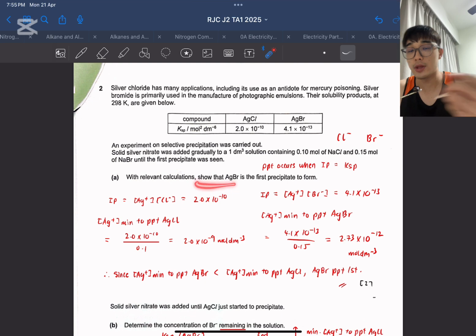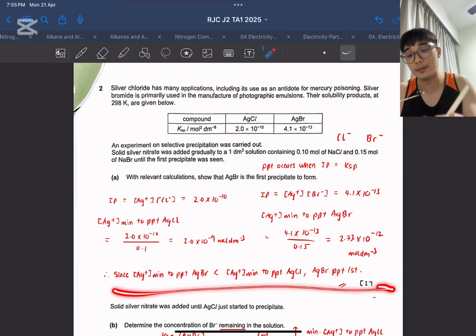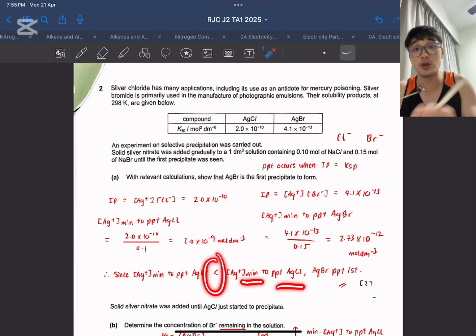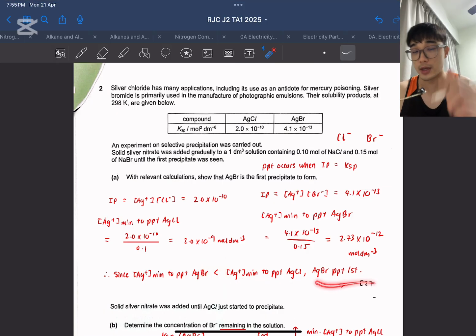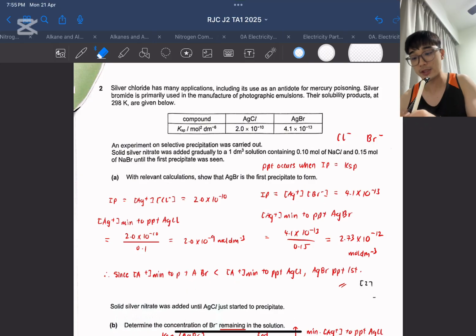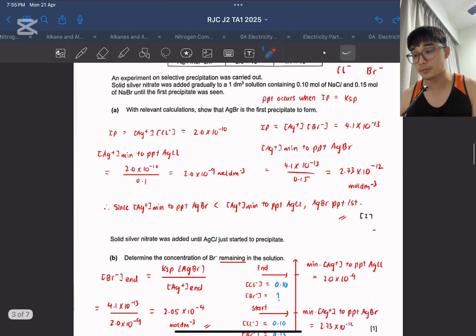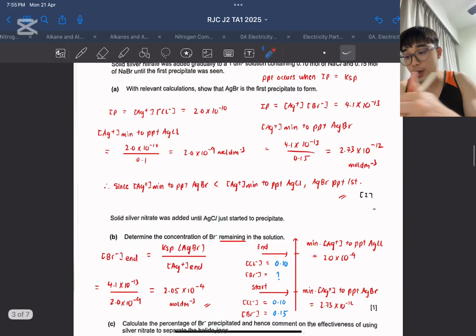So how do you show that it's the first to form? You need to give me the statement. Since the minimum concentration to precipitate AgBr is smaller than the minimum concentration to precipitate AgCl, then you can say it precipitates first. This part of the statement here is very important. Moving on. So we're going to add silver nitrate until AgCl starts to precipitate.